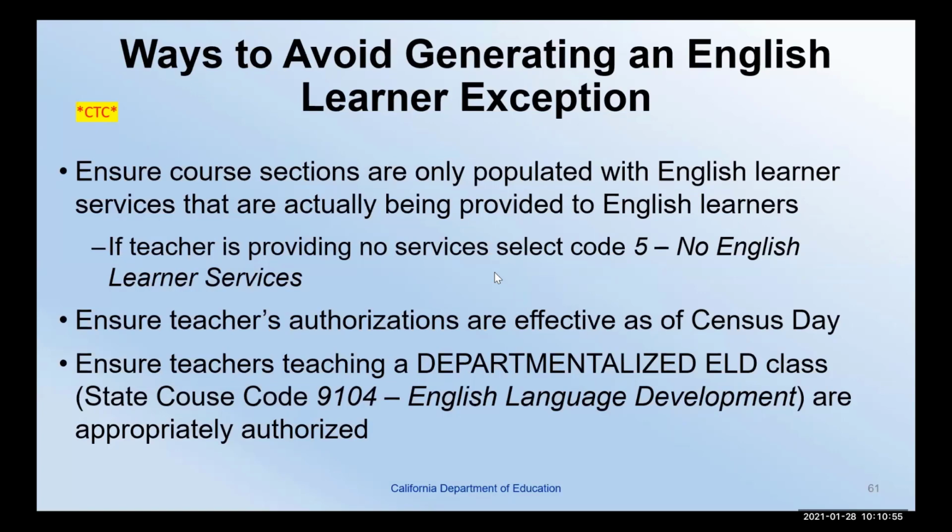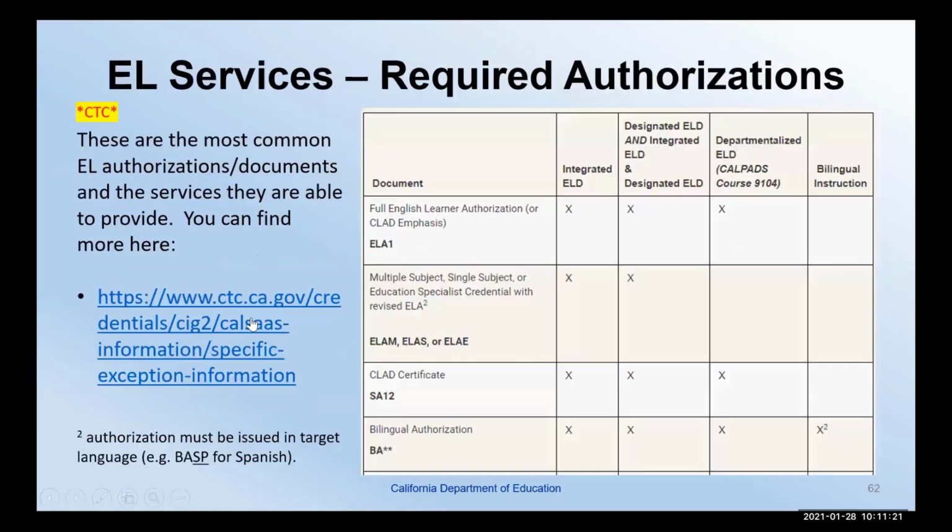I think that's kind of a theme here. We saw a lot of these. Always keep that in mind when you see an exception. And then also ensure teachers teaching a departmentalized ELD class, state course code 9104, English language development, are appropriately authorized. And educators need a full English learner authorization or a bilingual authorization to teach this course. We have lesser authorizations that do not cover it.